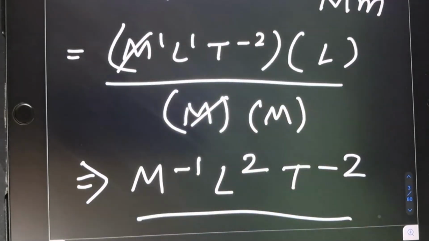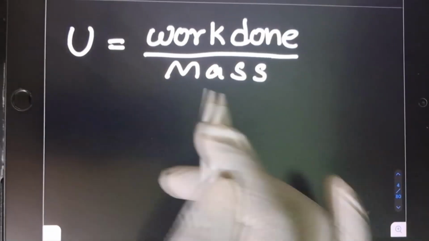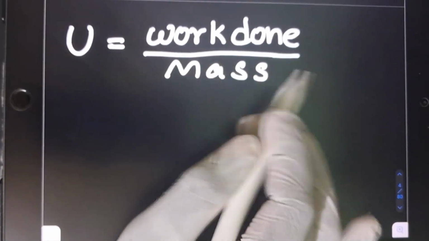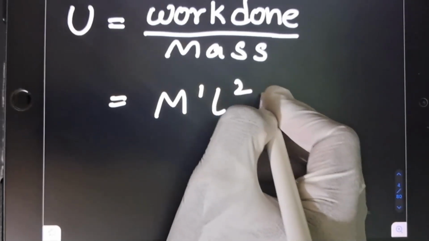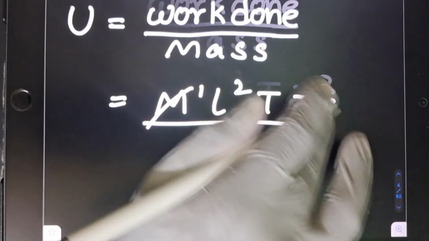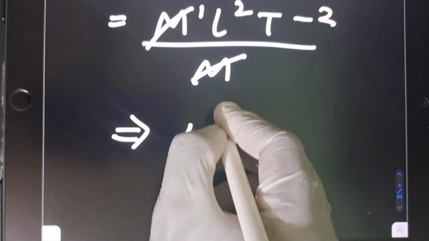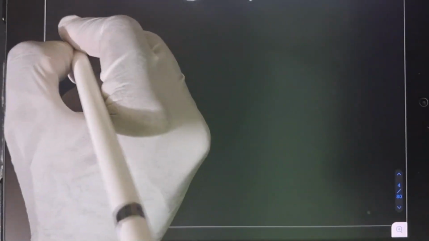To find the dimensional formula of gravitational potential, the formula is U is equal to work done by mass. Work done dimensional formula is M power 1, L power 2, T power minus 2, by mass M. On cancellation of mass M, we get M power 0, L power 2, T power minus 2.